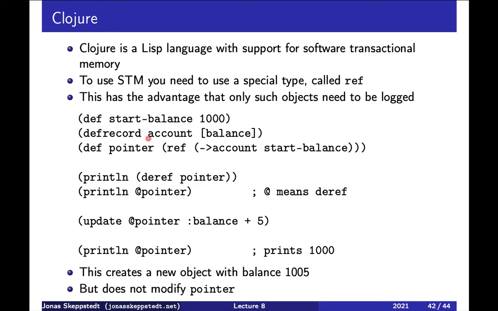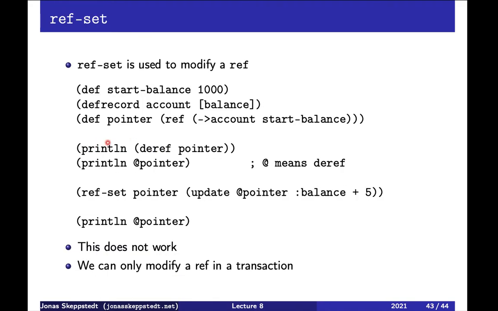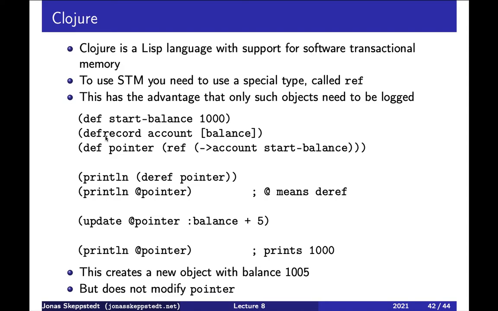So we create a class using defrecord, and give the class name. And then on the next line, we create an object with this class, okay? And give it the parameter as the start value of the attribute balance. Here we create a reference to this object that we just have created.